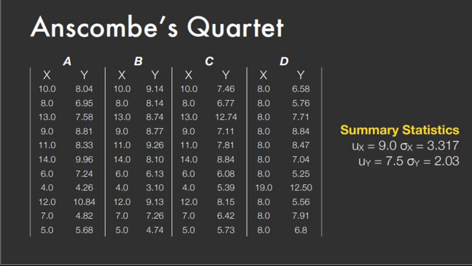But we basically have these 4 groups, and the summary statistics, the mean and standard deviation, are the same for all 4. If we were to take the mean of the X's, the mean for all 4 groups, A, B, C, D, is 9 with a standard deviation of 3.317. And the mean for the Y data sets is 7.5 with a standard deviation of 2.03.